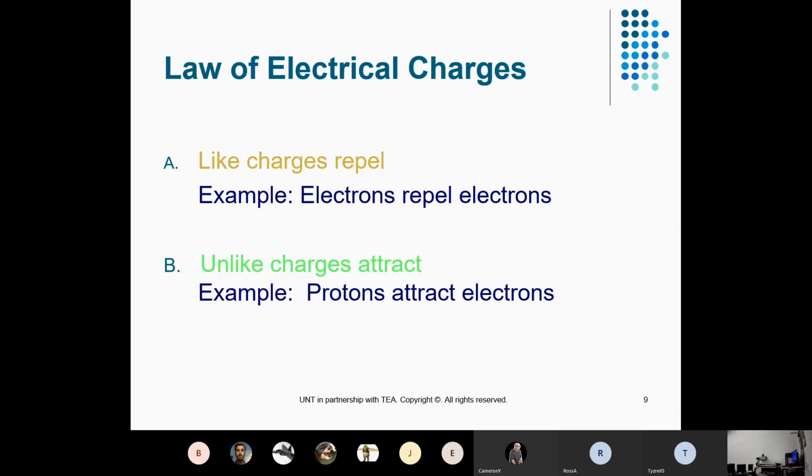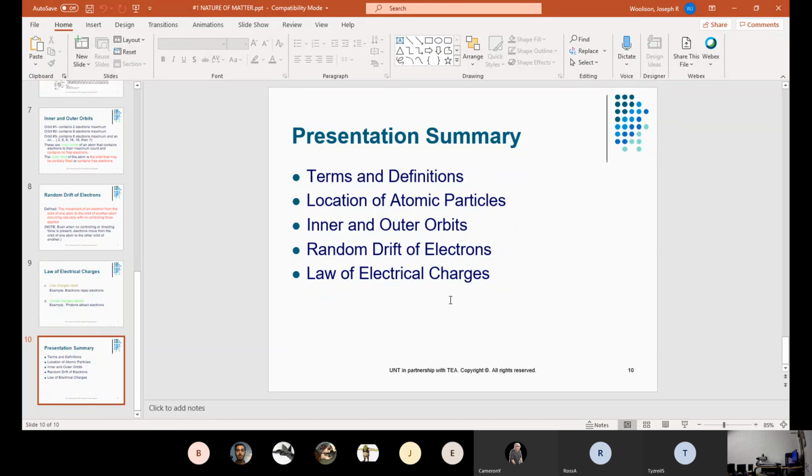So, okay, we got that. That is the end of that PowerPoint. All right. So, not a whole lot that we had to write down, but there was some information there.